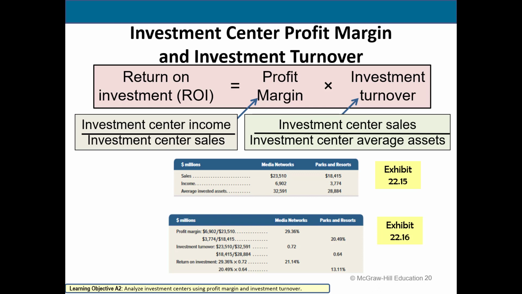Their investment turnover for media networks is 0.72, and parks and resorts is only 0.64, and the return on investment is much higher for media networks at 21.14 versus 13.11%.